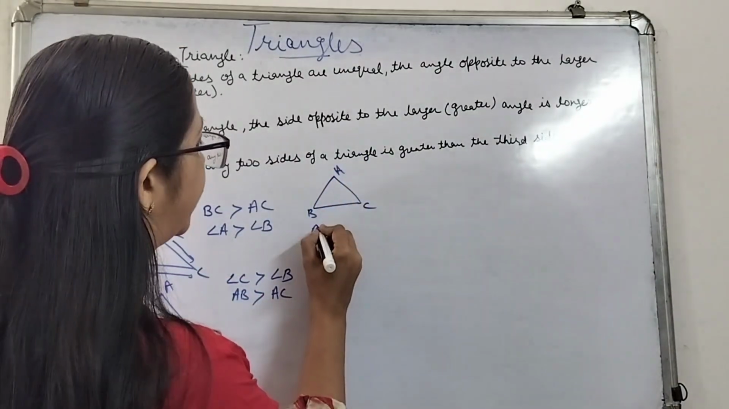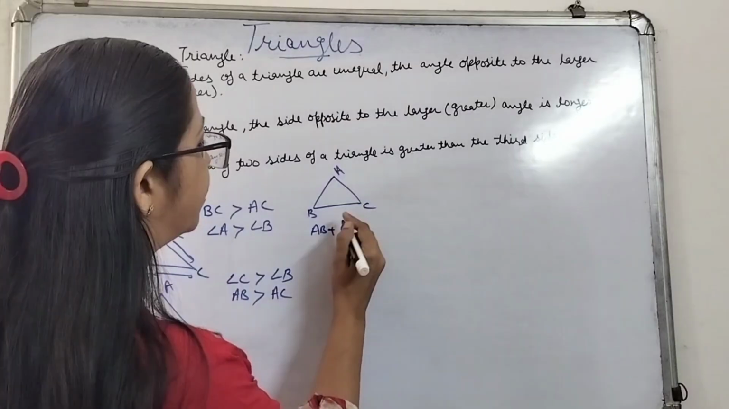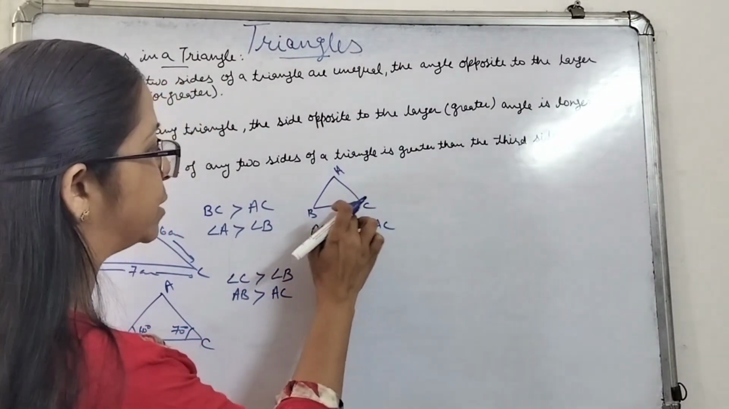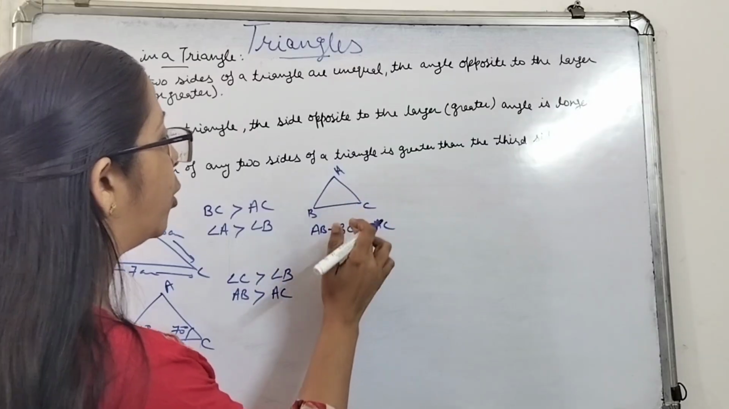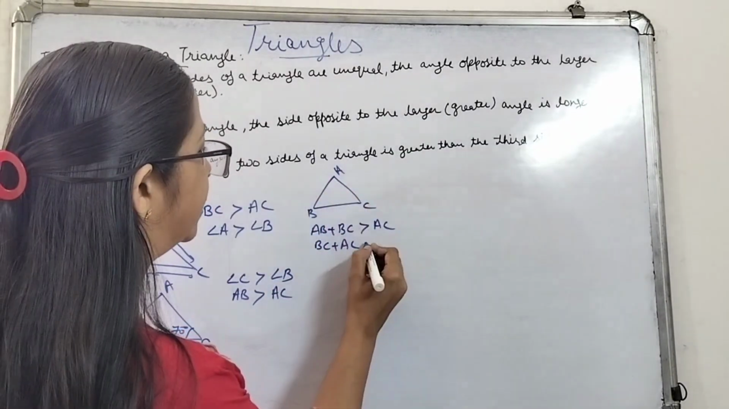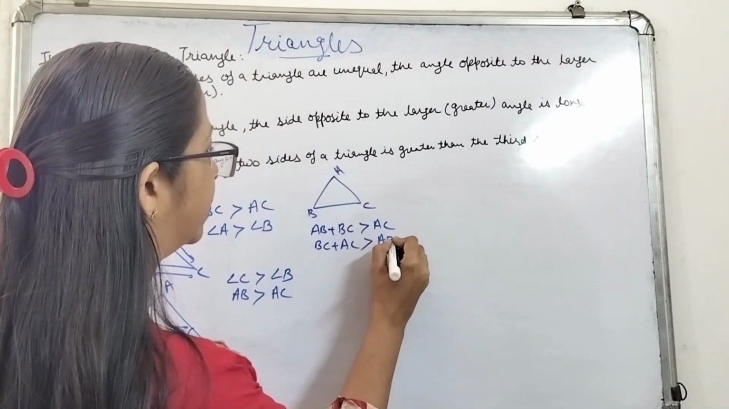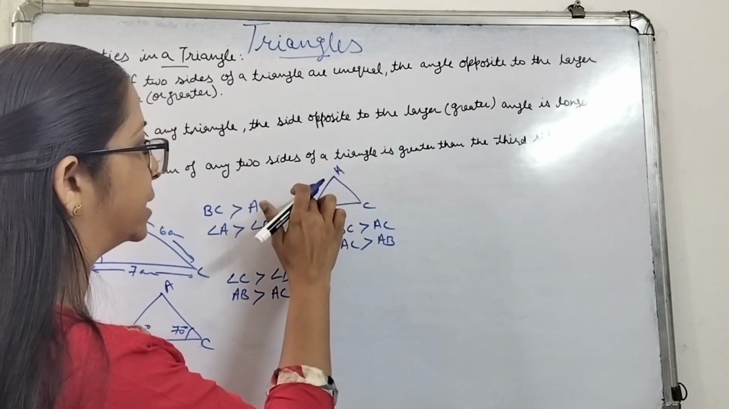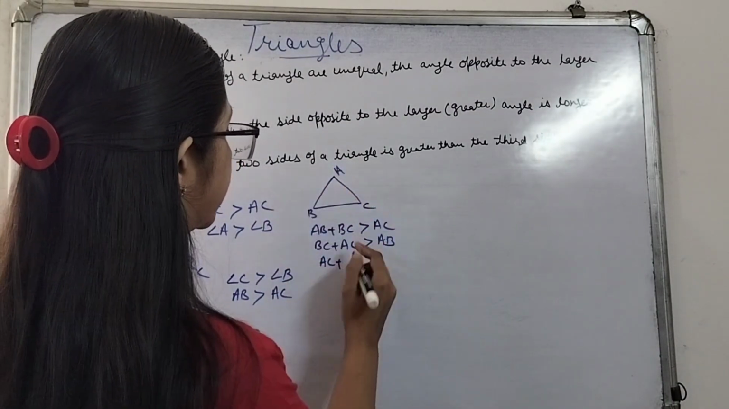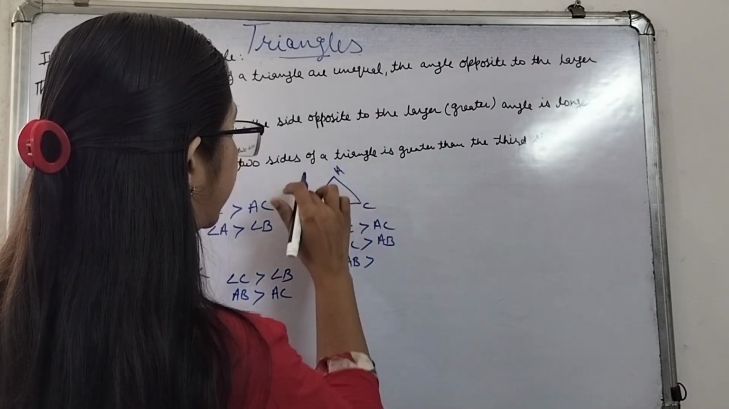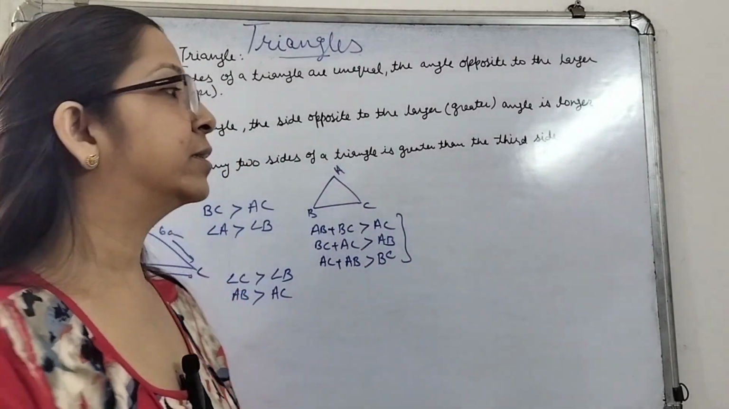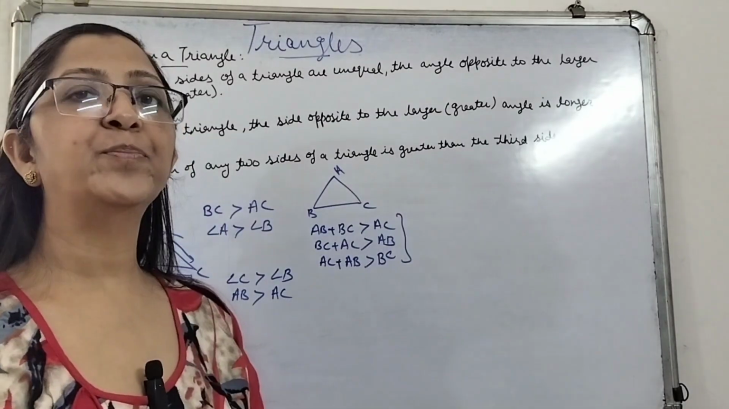That means if AB plus BC is greater than AC, or BC plus AC is greater than AB, or AC plus AB is greater than BC. If these three conditions are fulfilled, then only we can construct a triangle.